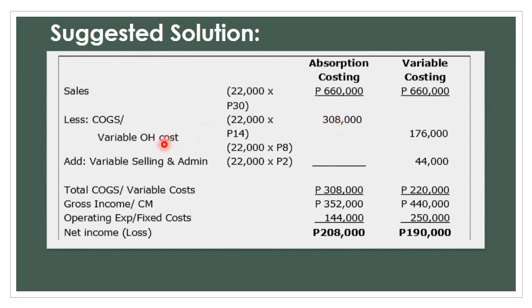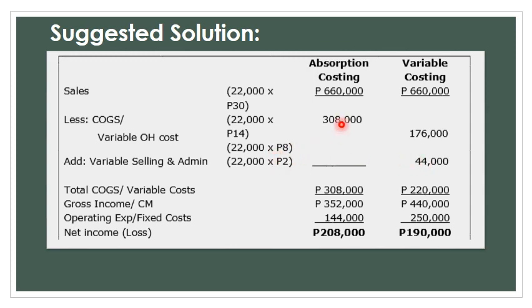Next, variable overhead cost. Ang kapantay niya ay ito yung 22,000 times 8 pesos. Okay, so we have 176,000. Okay, then, add daw natin yung variable selling and admin. Kanino natin i-add yung variable selling and admin? So, malamang dito sa variable costing, kasi kailangan nating i-less lahat ng variable cost to get the contribution margin.